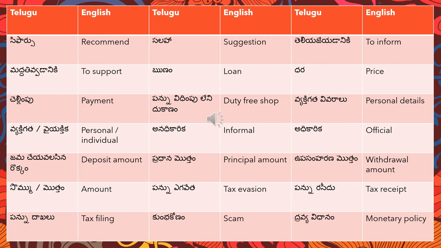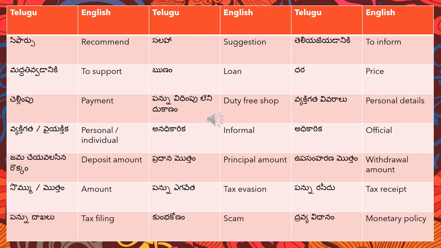Salaha is suggestion. Teliya cheyadaniki, to inform. Information is teli, inform is teli cheyadam, teli cheyadaniki. That is how we will be translating.